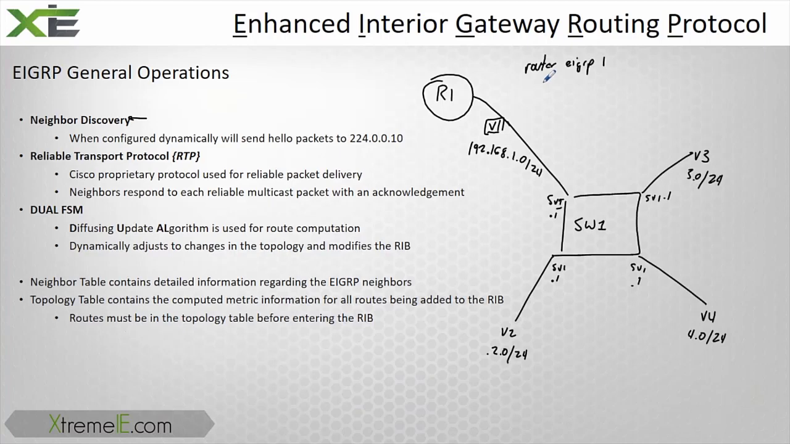So now I go in and I say, you know what? I want to redistribute all of my connected subnets. So I say redistribute, and we say connected, and nothing happens. Why hasn't anything happened yet? Because we haven't activated the EIGRP process yet.